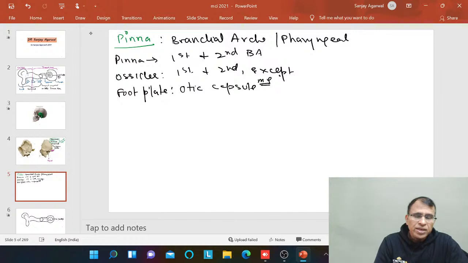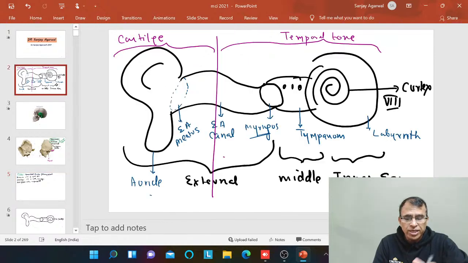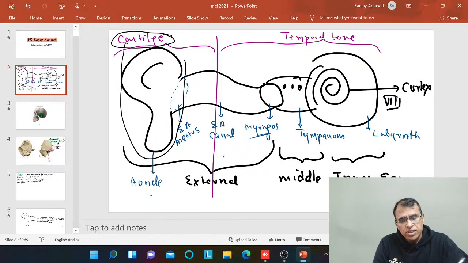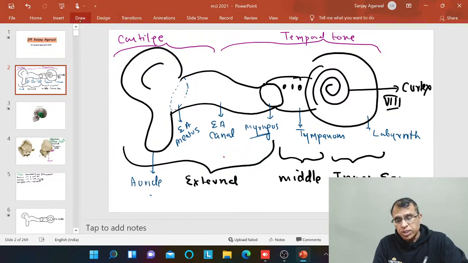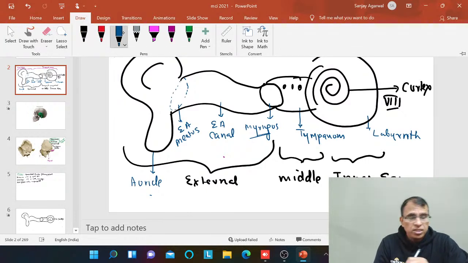Talking about pinna, pinna develops from branchial arch, as you know already. And the second question about pinna, they ask you, what is pinna made up of? You know that pinna is made up of cartilage, obviously. See, this is cartilage. This pinna is here in this part. Obviously, it is cartilage, it goes without saying. But the question they ask you is not this. The question they ask you is, name the part of the pinna that does not have the cartilage. And this is a popular question.